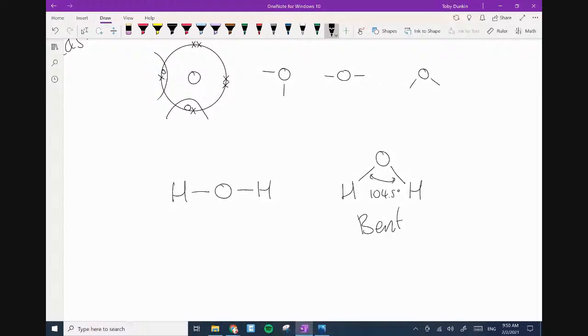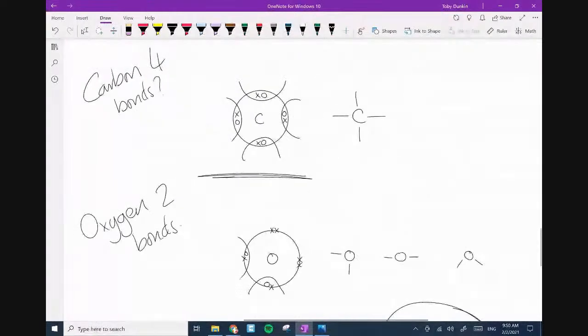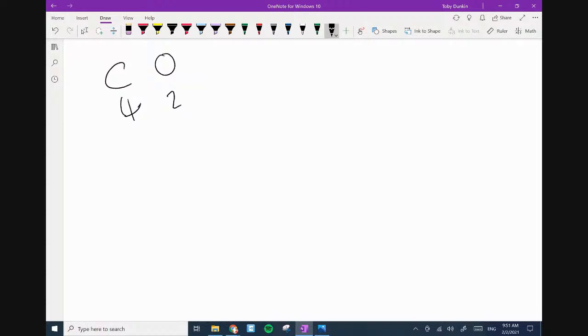Now, carbon dioxide, on the other hand. Now that we've drawn carbon and oxygen, let's do something really cool. So carbon makes 4 bonds, and oxygen makes 2 bonds. So carbon dioxide, CO2, what is my laptop doing? My pen might be dying. CO2?